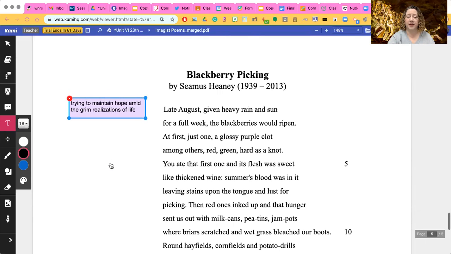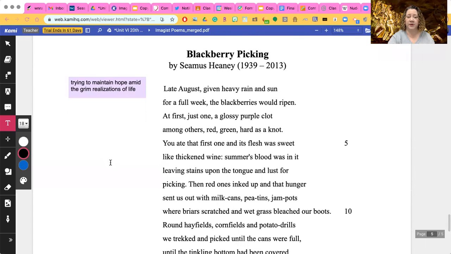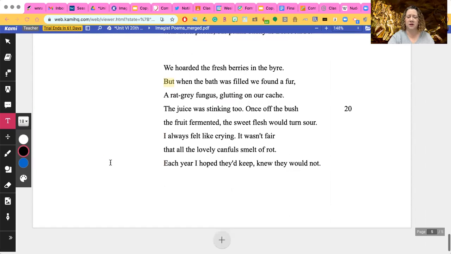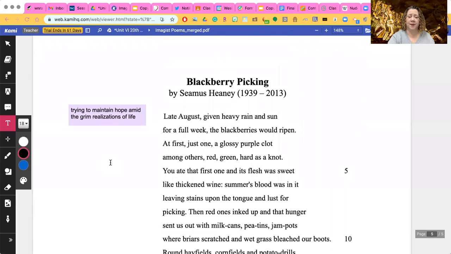The last poem for today is Blackberry Picking by Seamus Heaney. This one was written, I think, in the 1980s. Does it have a date on it? No. I don't know, I have to go back and check on that, but during Seamus Heaney's life, obviously.